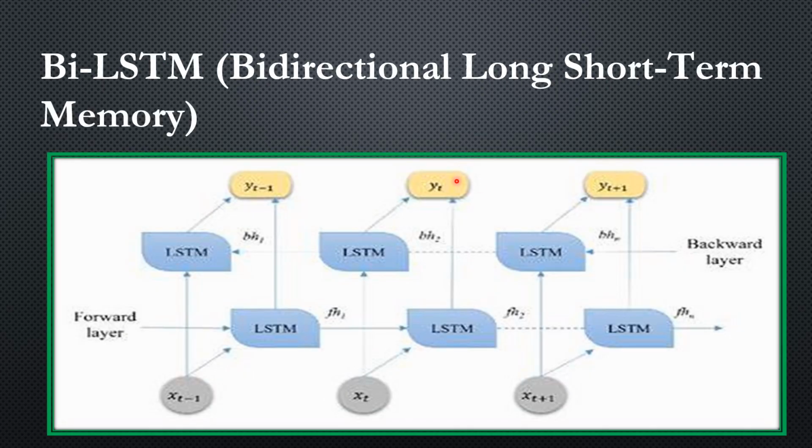Then comes the bi-LSTM, or bidirectional long short-term memory. Bidirectional long short-term memory is a variation of the LSTM, which is a type of neural network that processes sequential data. Now, bi-LSTM is useful for tasks that require understanding the context of a word in a sentence, such as sentiment analysis or language translation. To understand bi-LSTM, let's continue with the example of the simple sentence, I love to play guitar.